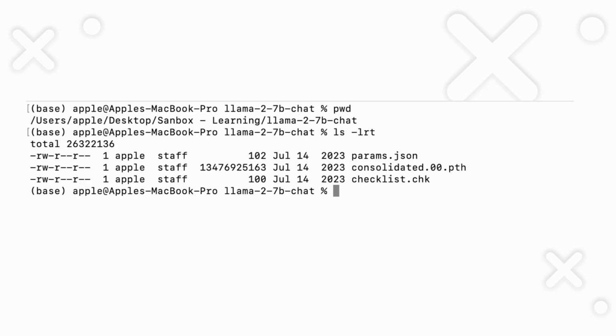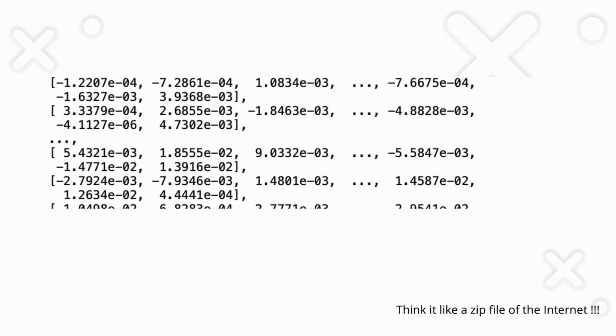When I unpacked this 14 billion file, I thought there would be some code, like how this LLM works, but no. This is what I got: a long sequence of numbers. That's it. By the way, these are the parameters we are talking about.